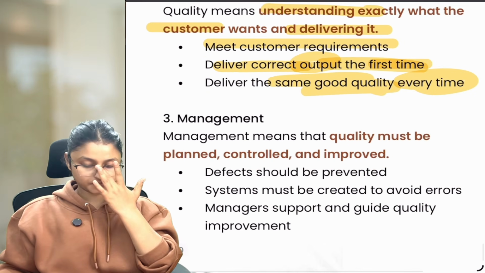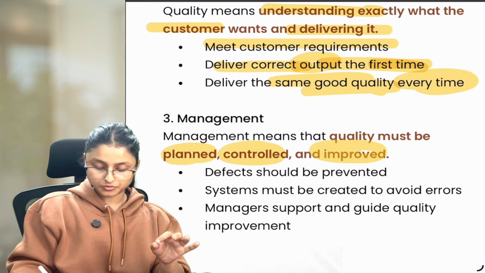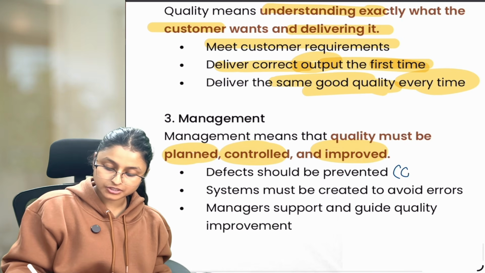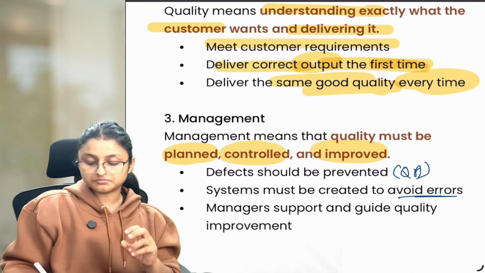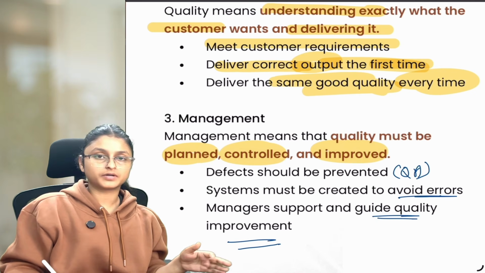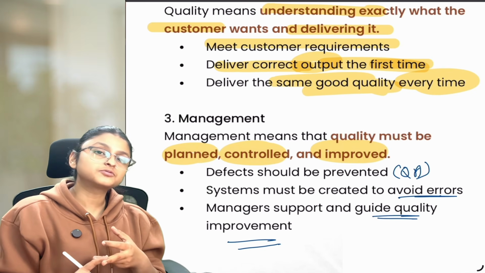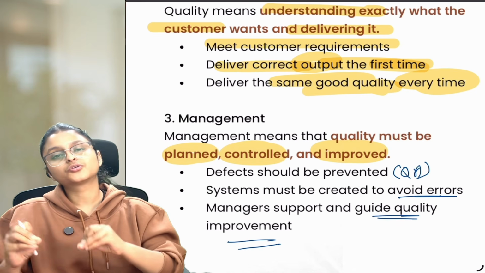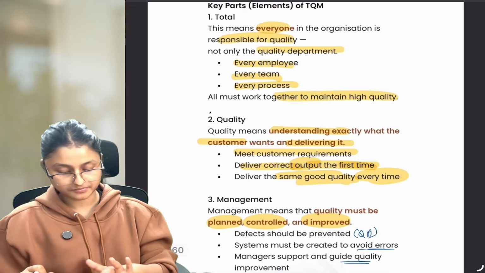Now, next is management. Management means quality must be planned, controlled and improved. Defects should be prevented, and that is why quality assurance will be used. Systems must be created to avoid errors, and management support is very important, and management should guide quality improvement. Management should be involved, prevention should be there, systems should be developed so that quality can be properly planned, controlled and improved. Done. This is total quality and management.